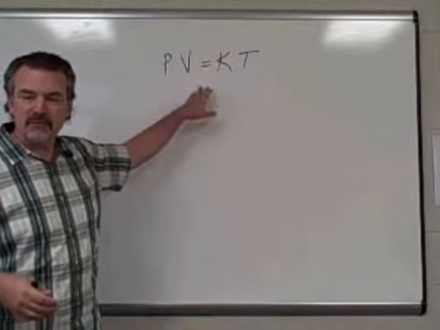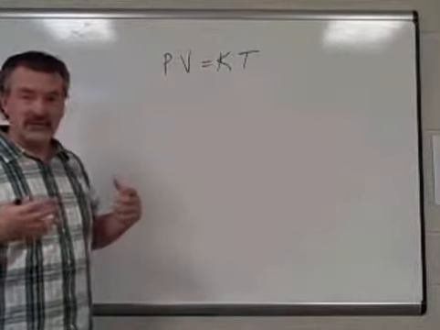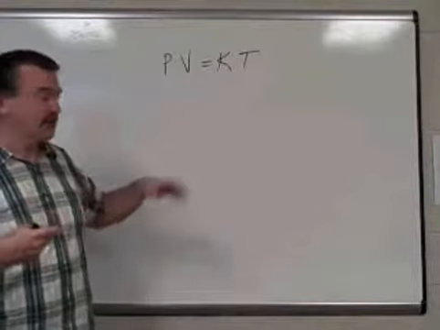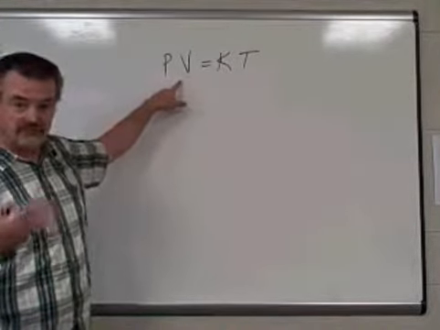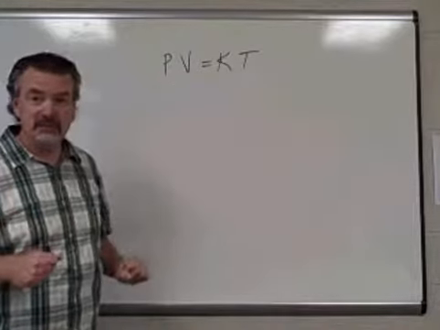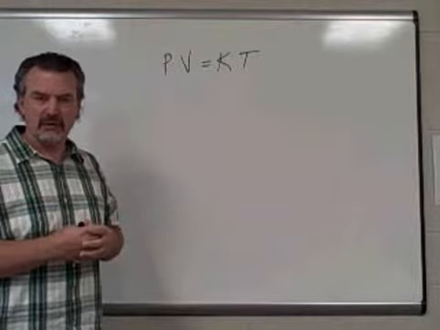This happens to be a formula that you might encounter in a physics class. It's talking about a gas in a container, and the P is talking about the pressure of that gas, the V is the volume, and the T is the temperature. And the K represents a constant that relates them all.